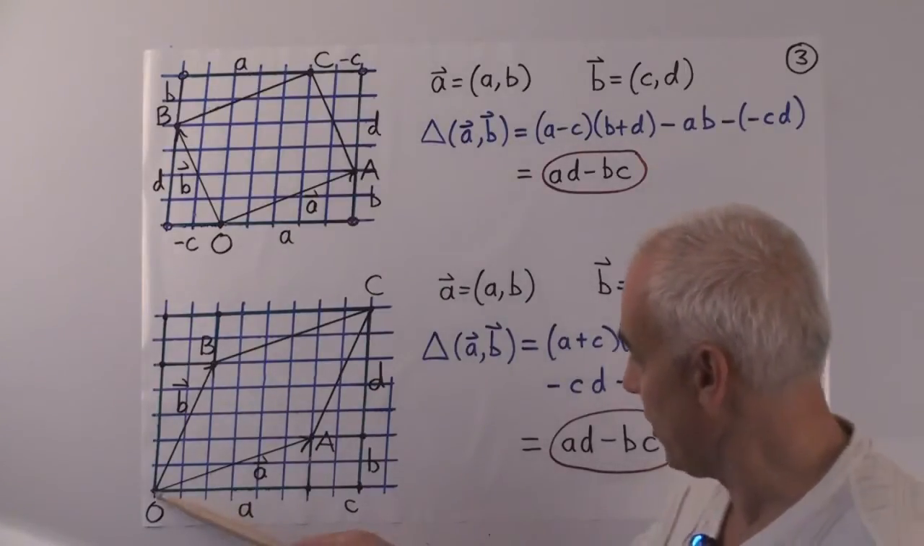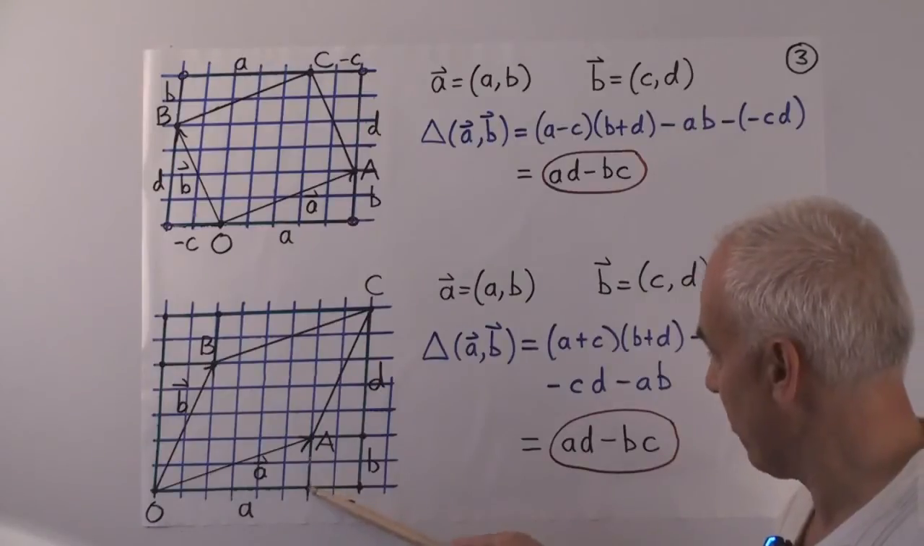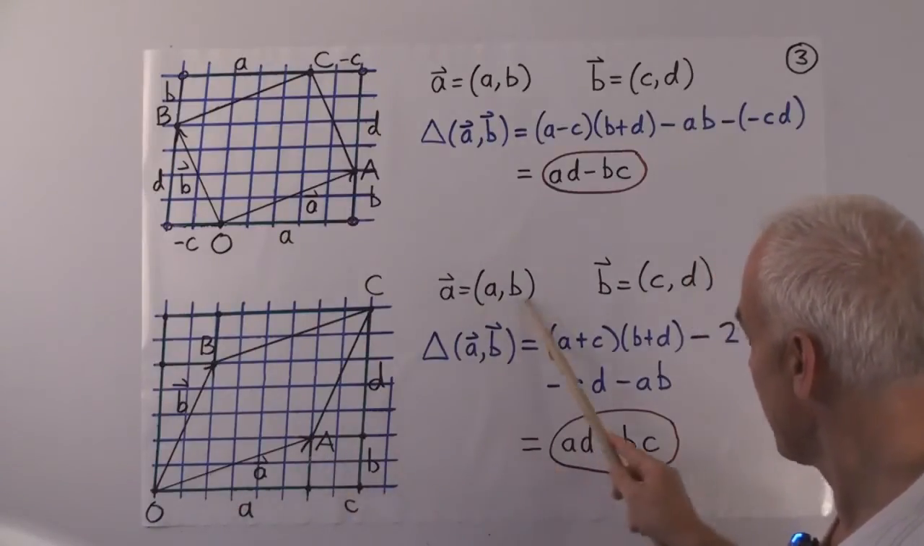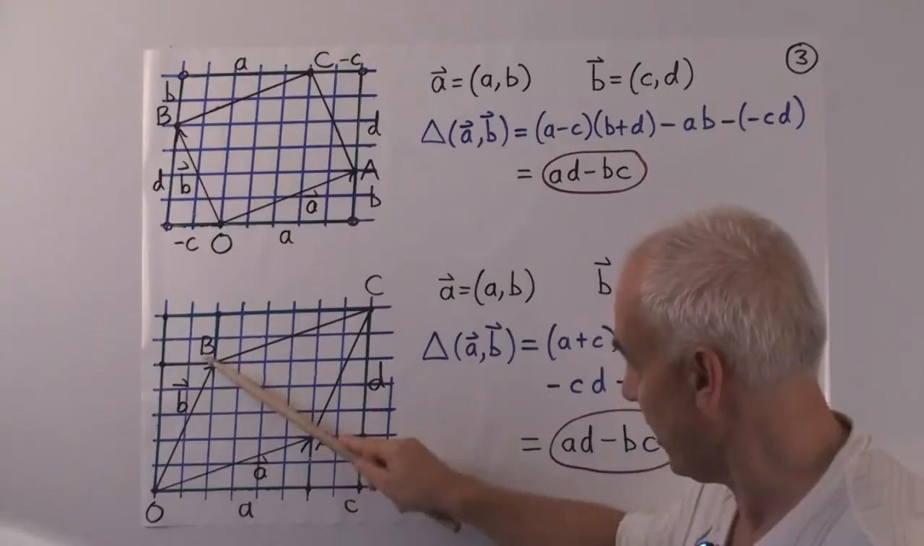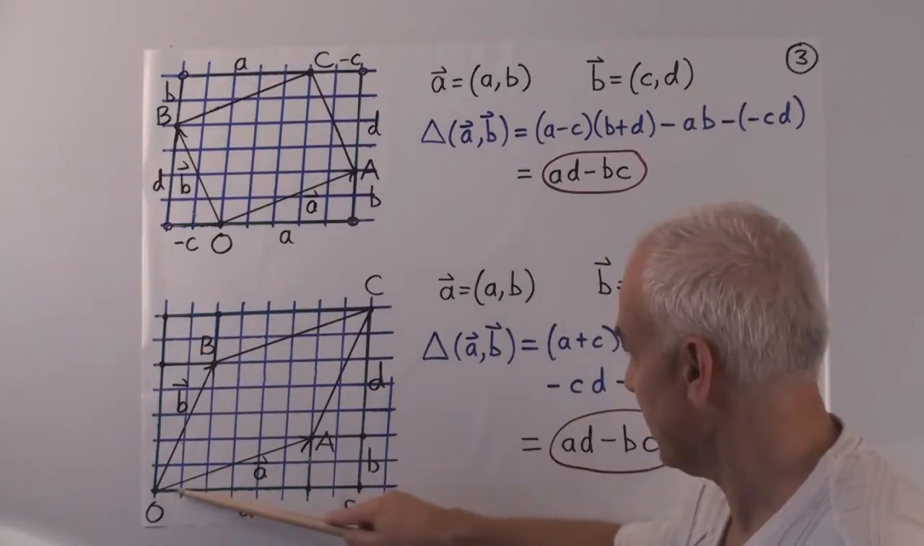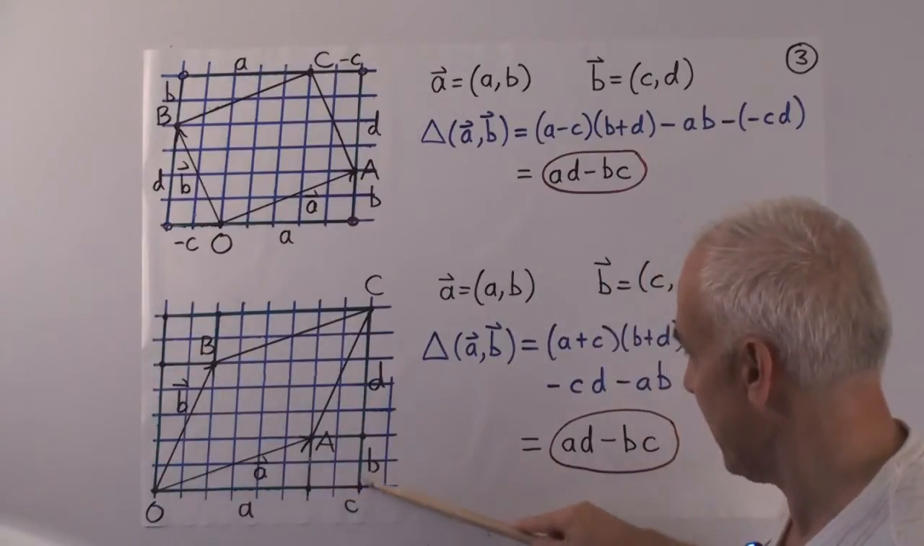So rather quickly, how does that work? Well, in this case here, there's A, there's B, that's the vector A, B. The vector B is the vector C, D, so that's C and that's D.